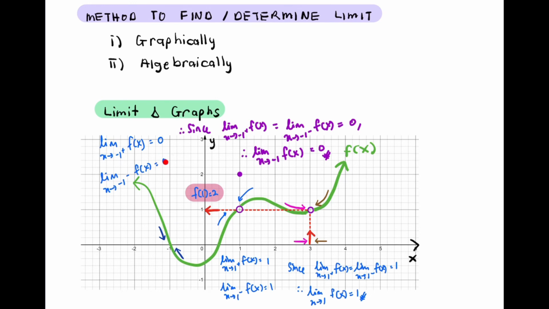Therefore, let's conclude, since the limit of f(x) as x approaches negative 1 from the right is equal to the limit of f(x) as x approaches negative 1 from the left, which is equal to 0, therefore, the limit of f(x) as x approaches negative 1 is equal to 0. So this is the way on how you should conclude your answer.